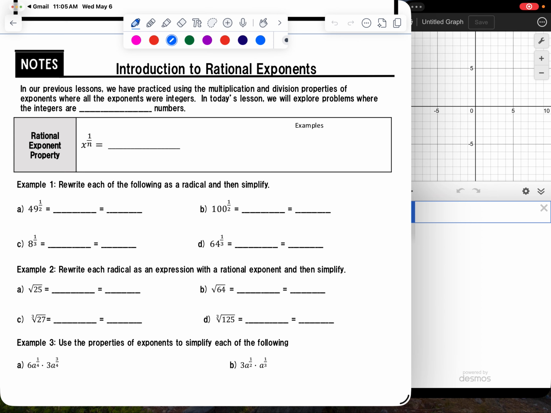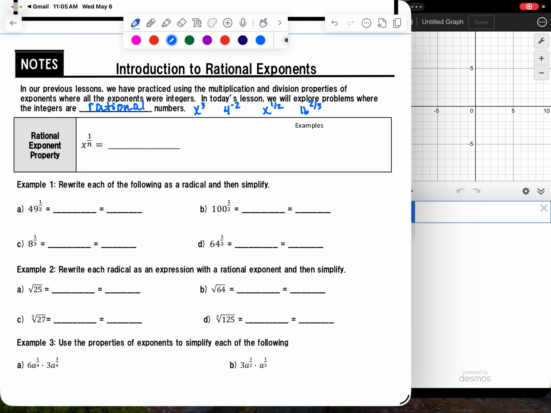Now, in our previous lessons, we've practiced using the multiplication and division properties of exponents, where all the exponents were integers. So, for example, you had things like x to the 3 power, or 4 to the negative 2 power. But in today's lesson, we will explore problems where the exponents are rational numbers. So, for example, we'll have things like x to the 1/2 power, or 16 to the 2/3 power.